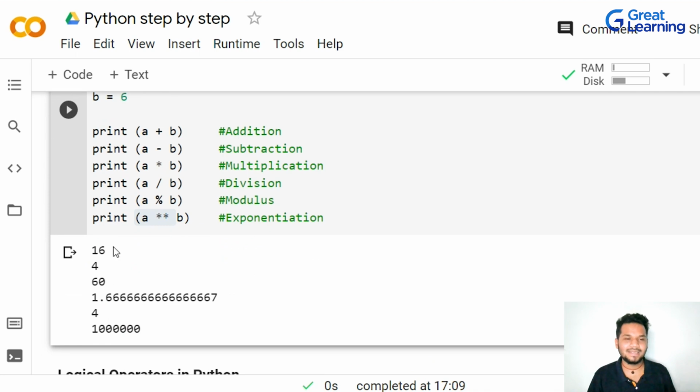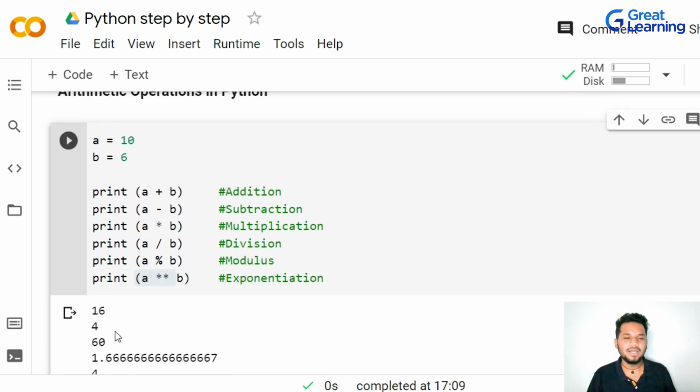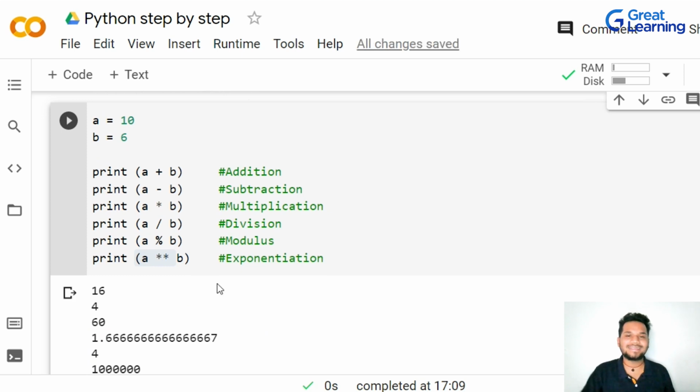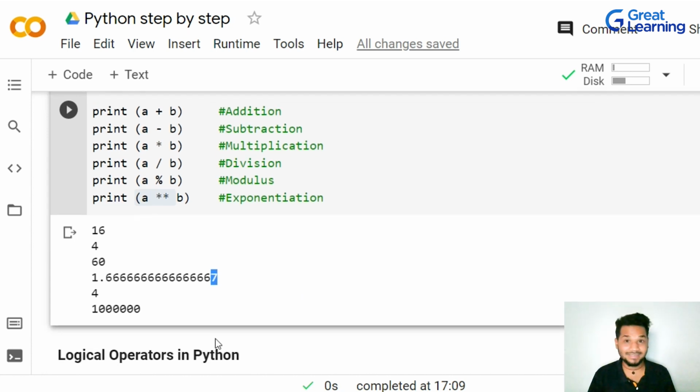10 plus 6 is 16, 10 minus 6 is 4, 10 into 6 is 60, and you can look at this, right? 10 divided by 6, it's giving you a huge value. So this is a value 1.666, and that 6 goes on forever. But Python realized at one point of time it has to not show you like a million sixes. So it just rounded it off to 7 and said, hey, this is the value, right? So Python did that for you.